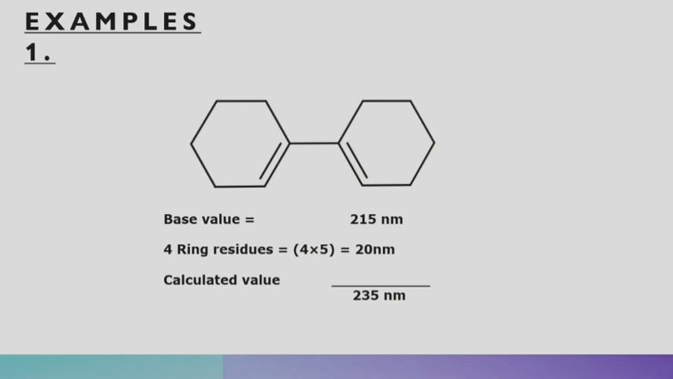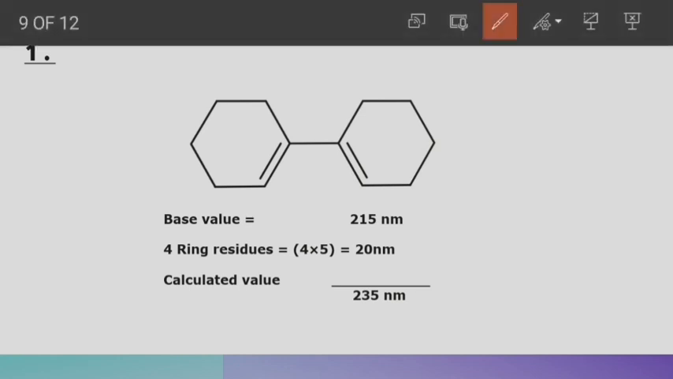So here are some examples. If you look at this structure, you can see that this is the conjugate diene present in the structure. And as you can see here, both dienes are present in different rings, so it becomes a heteroannular compound, and the base value of a heteroannular compound is 215 nanometer.